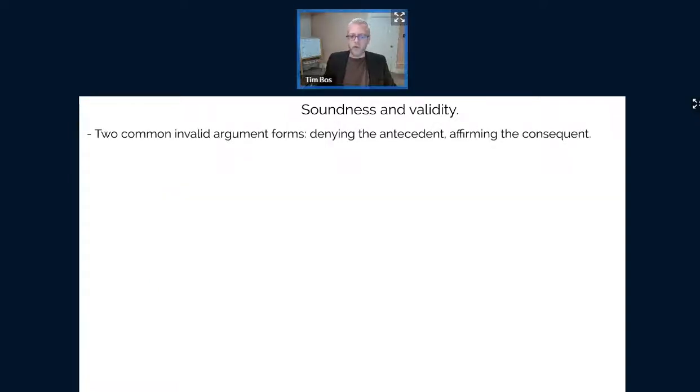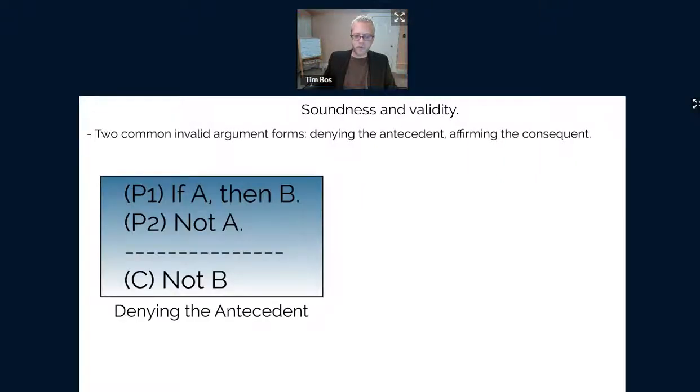So the two of the ones that I just looked at are so common that they have names, and people make these mistakes all the time. That's why they have these names. Denying the antecedent, affirming the consequent. Right? Anything in this format, if A then B, not A, therefore not B, anything in that format is not going to be a valid argument. Right? So the example that I keep using, just to remind you, if I'm hungry, then I will have a snack. I'm not hungry, so I will not have a snack.